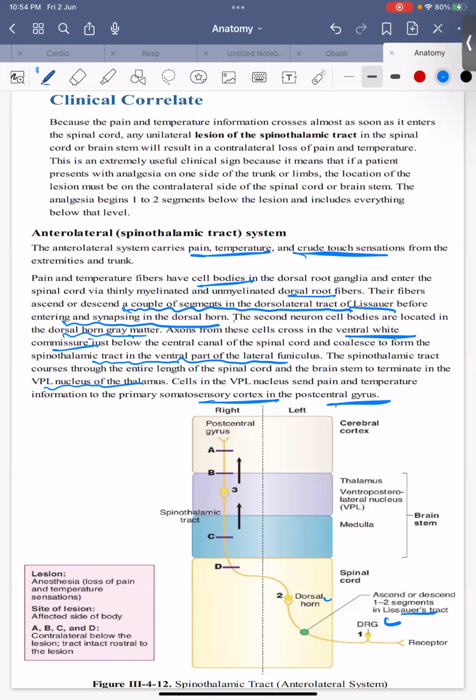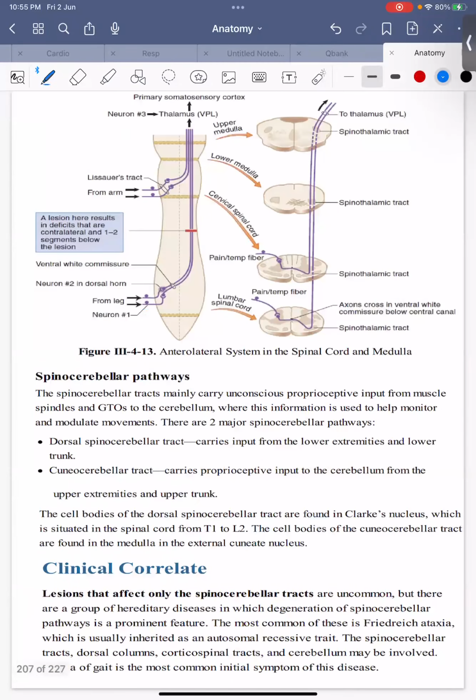Then they cross in the anterior white commissure to the contralateral side within the spinal cord, ascend as the spinothalamic tract to the VP nucleus of the thalamus, and then to the postcentral gyrus. So they carry the sensation of pain and temperature. Now, if you have lesions at A, B, C, or D, even at the level of the spinal cord, because decussation occurs at the level where the fibers enter the dorsal horn, spinothalamic tract lesions will always be contralateral, despite their location, and below the level of the lesion. Always.